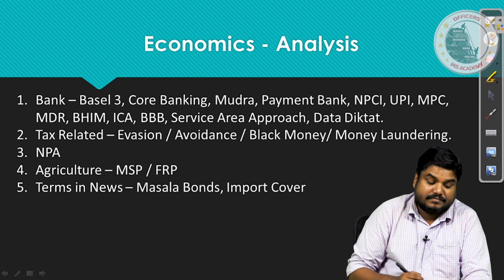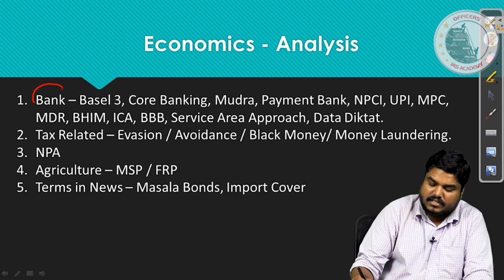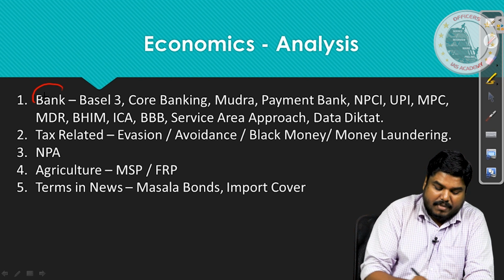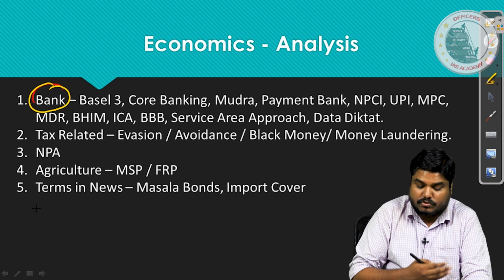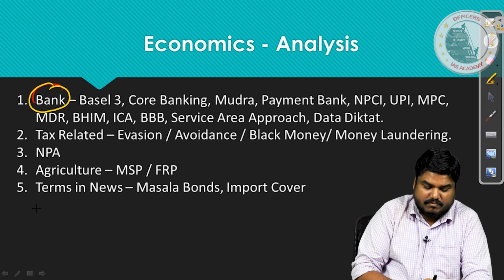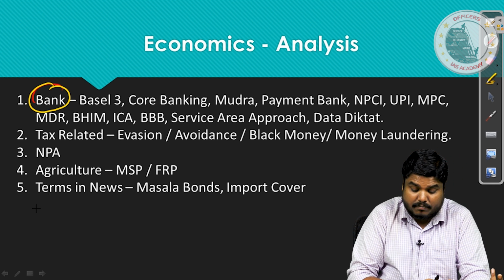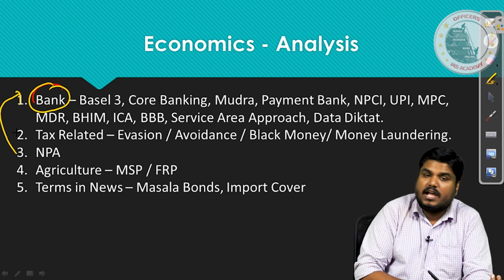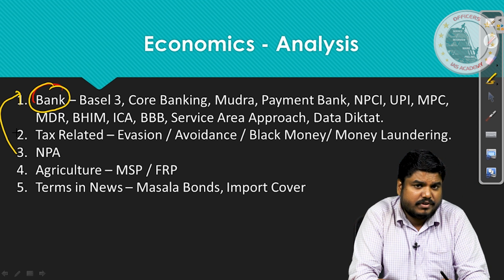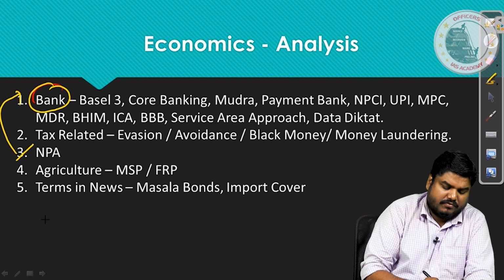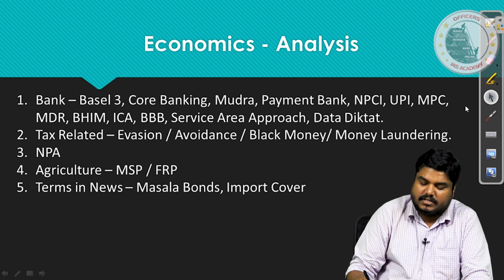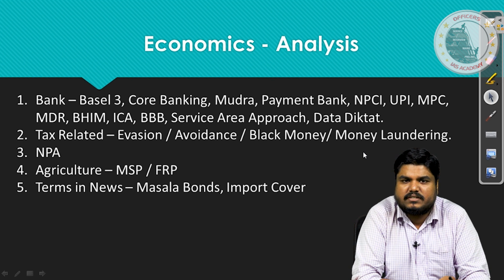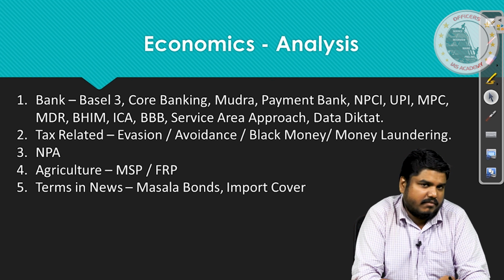So, what is our analysis? We found that a large number of questions is coming from bank related economic current affairs. For example, we saw questions from Basel III, core banking, Mudra, payment bank, NPCA, UPA, monetary policy committee, MDR, BIM, ICA, BBB, service area approach, data diktat. Even we can bring NPA under this bank, right. So, we have to focus more on bank related current affairs, tax related current affairs, NPA of course, agriculture related, and also the terms. Sometimes we come across some new economic terms which the government uses, or in the economic survey or in the budget, and those terms are becoming very important, right.